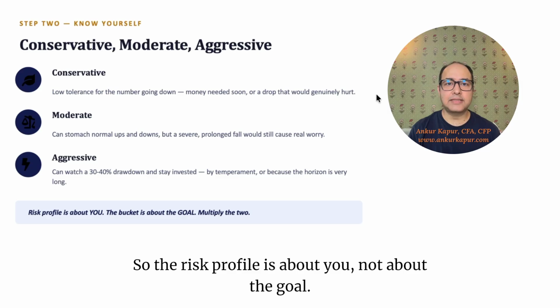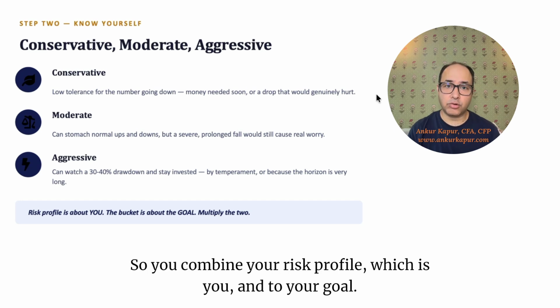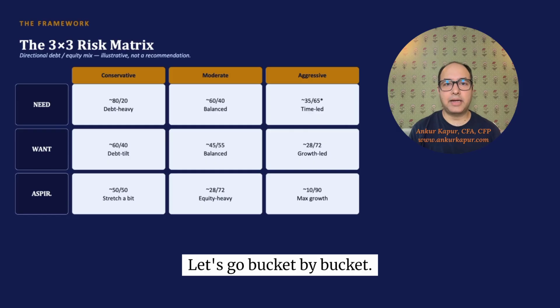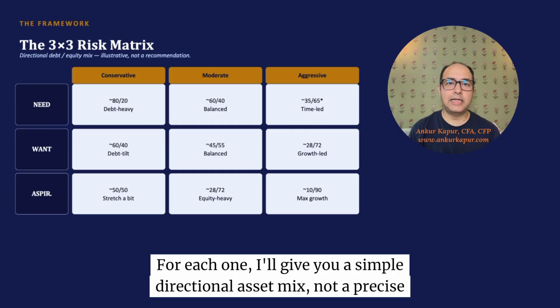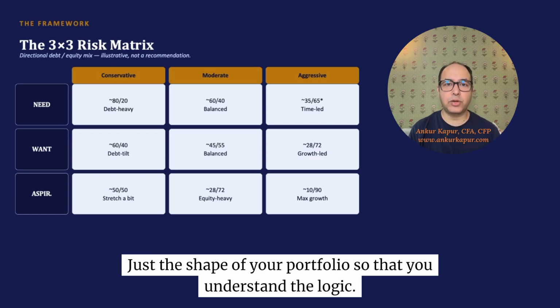So the risk profile is about you, not about the goal. The bucket is about the goal. Multiply the two together. That's where the real decision is. So you combine your risk profile, which is you, and your goal. So here's a 3x3 matrix. Let's go bucket by bucket. For each one, I'll give you a simple directional asset mix, not a precise recommendation for your situation. Just the shape of your portfolio so that you understand the logic.